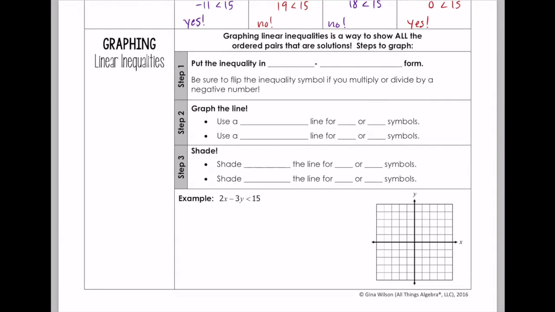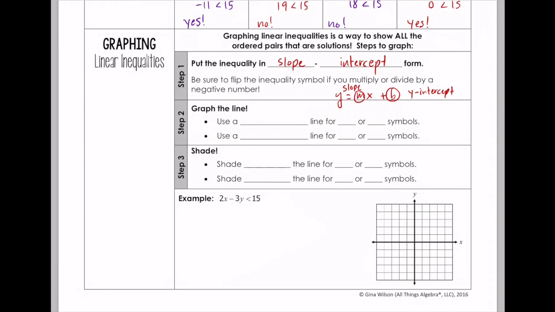Okay, the next thing that I want to show you guys is how to graph a linear inequality. So it's very similar to graphing linear equations. The first thing we want to do is put our inequality into slope-intercept form. So let's remind ourselves of slope-intercept form. That's y equals mx plus b. And the m is our slope, and the b is the y-intercept.